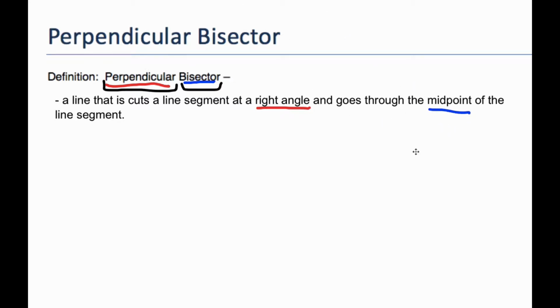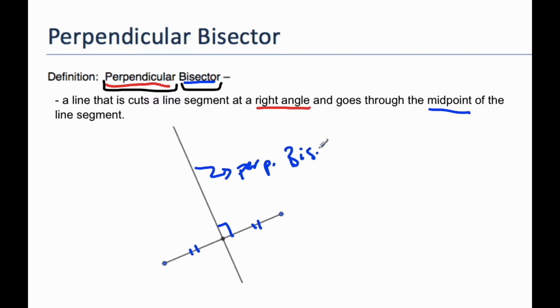All right, and if you want to see another picture of it, here is what a diagram of it looks like. And so if I want to mark the diagram up so that I can see what it's doing, I know these lines are equal, and I have a right angle here. So this is perpendicular, and this line bisects the segment. So this is the perpendicular bisector here.